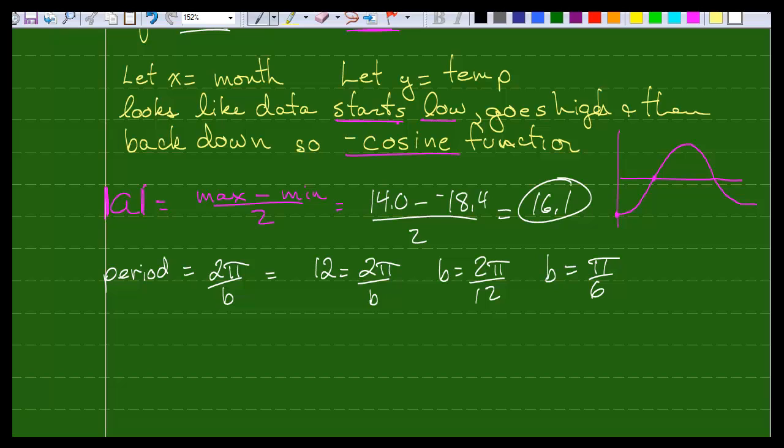If we're doing a negative cosine function, I don't have to worry about a phase shift, and so I can leave c out. That's the beauty of choosing the proper function, whether it's positive sine, positive cosine, or negative cosine, to model the data. And then finally, d is equal to our max plus our minimum divided by 2.